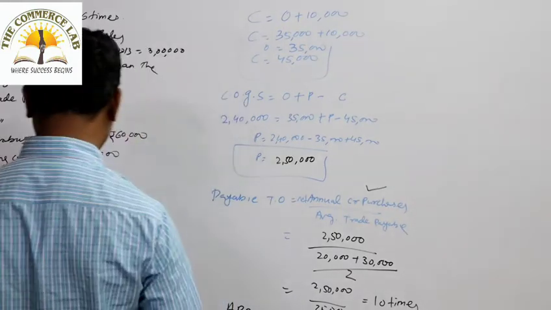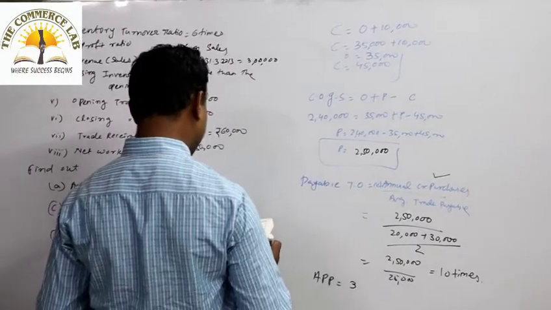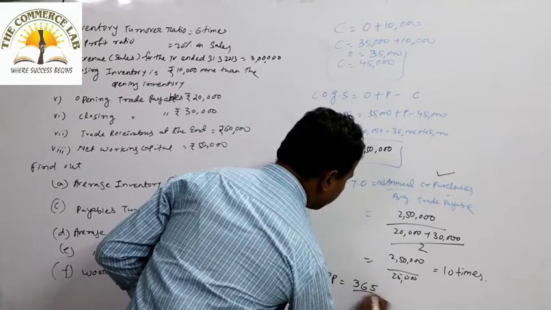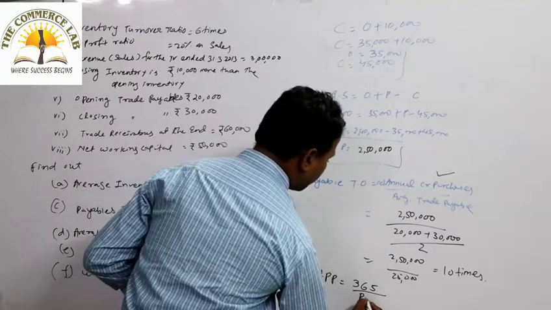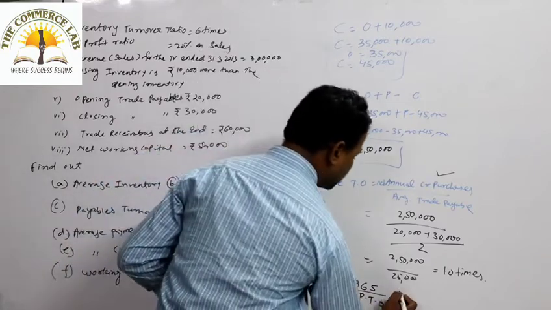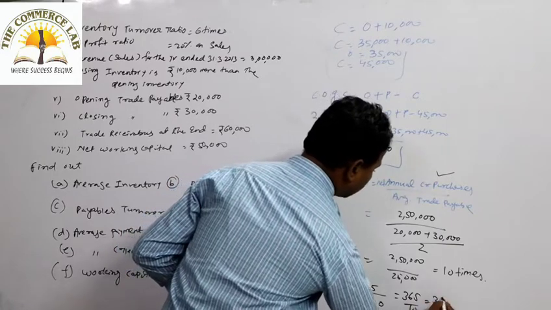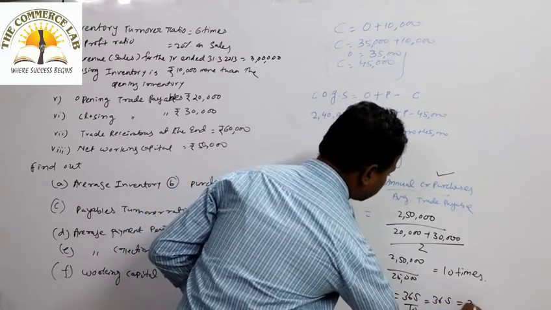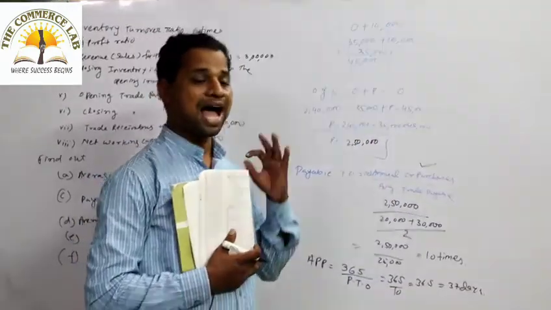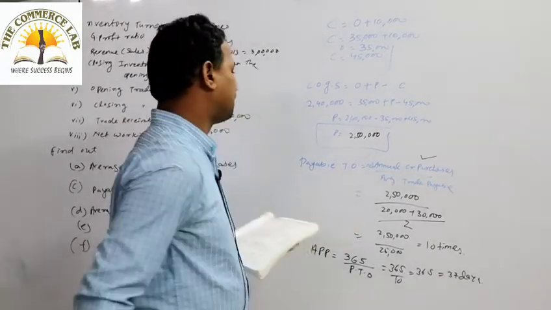Thereafter it is asked another bit, the D bit, average payment period. The formula for average payment period is the number of days in a year divided by the payable turnover ratio. Number of days in a year is 365, the payable turnover ratio is 10 times, so 365 by 10, that is around 36.5. We can take it as 37 days. That means a firm has to take 37 days to make the payment to its supplier.